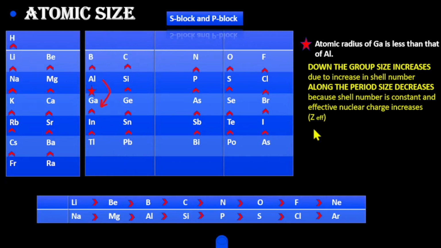Now we will talk about along the period. You can read here that along the period size decreases, because if you think of shell number, it remains constant, it will not change, but effective nuclear charge increases, meaning more force of attraction on the electron, meaning size will decrease. So in general size decreases in this manner, but after mentioning this you will keep in mind that neon is the largest element, so it will come at the first position.